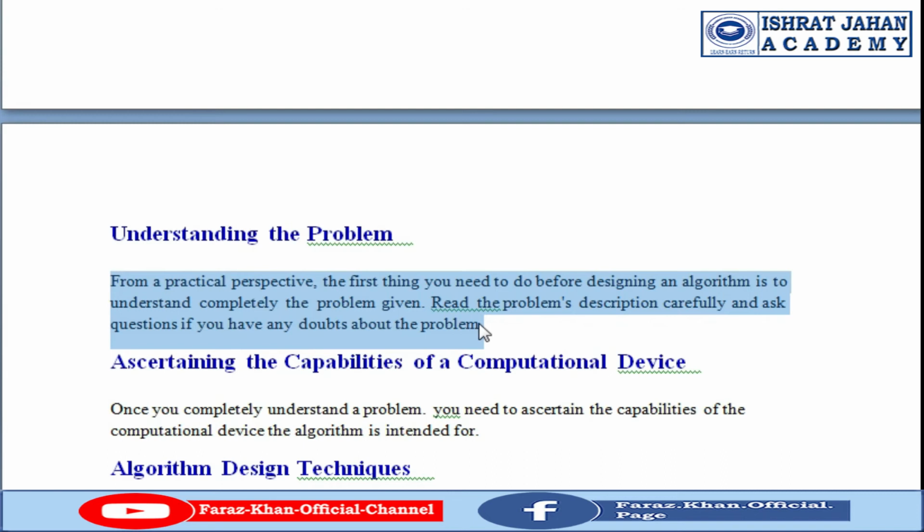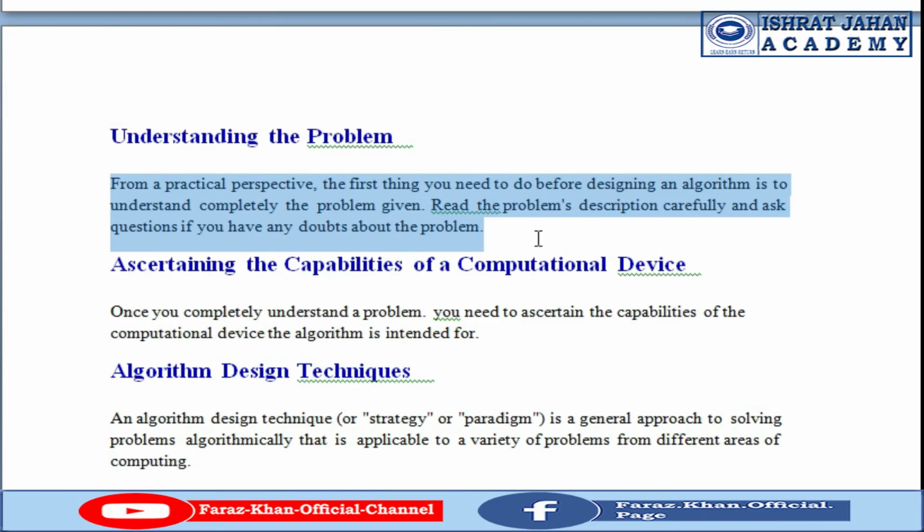When you end up with an unambiguous statement, without having any query, when you completely understand the problem, then you should move on to the second phase. What is the second phase?